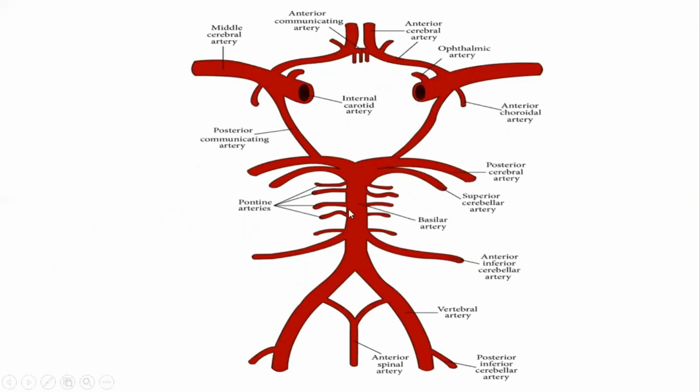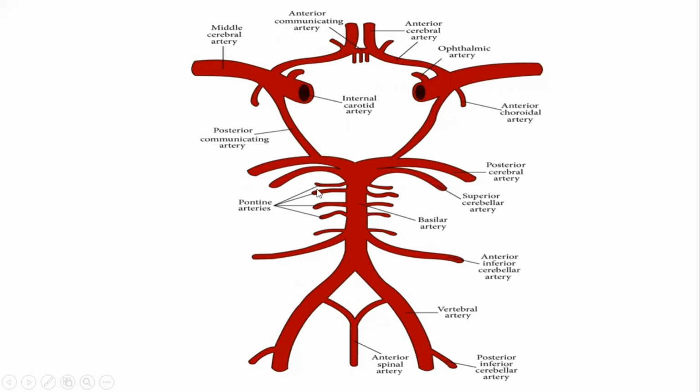Again, in this picture, the basilar artery is formed by the joining of the two vertebral arteries. It has the anterior inferior cerebellar arteries, right and left, and the superior cerebellar arteries. Remember, we have two cerebellar branches from the basilar artery, the anterior inferior cerebellar and the superior cerebellar. The PICA is a branch of the vertebral, not a branch of the basilar. Basilar has the anterior inferior cerebellar and the superior cerebellar.